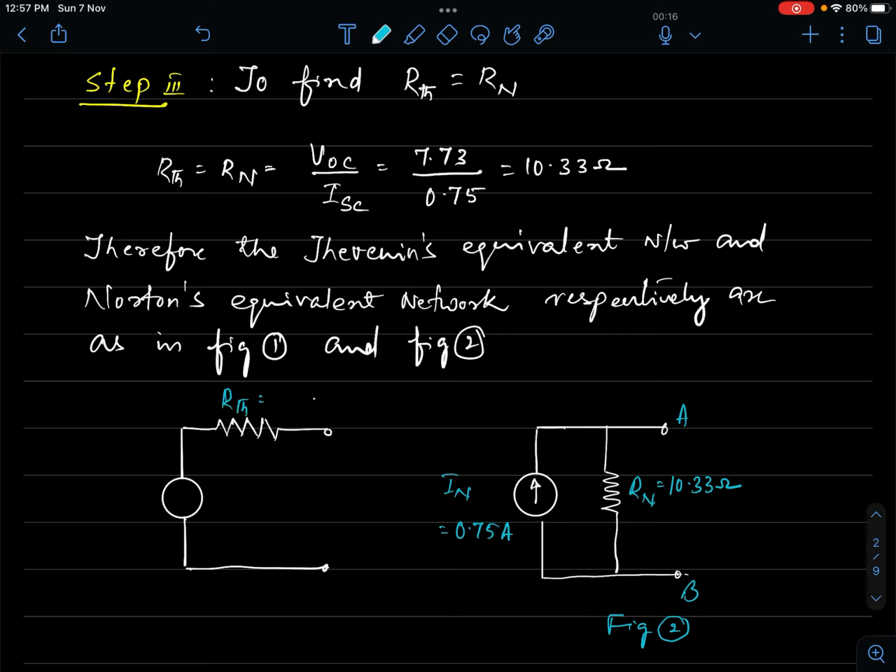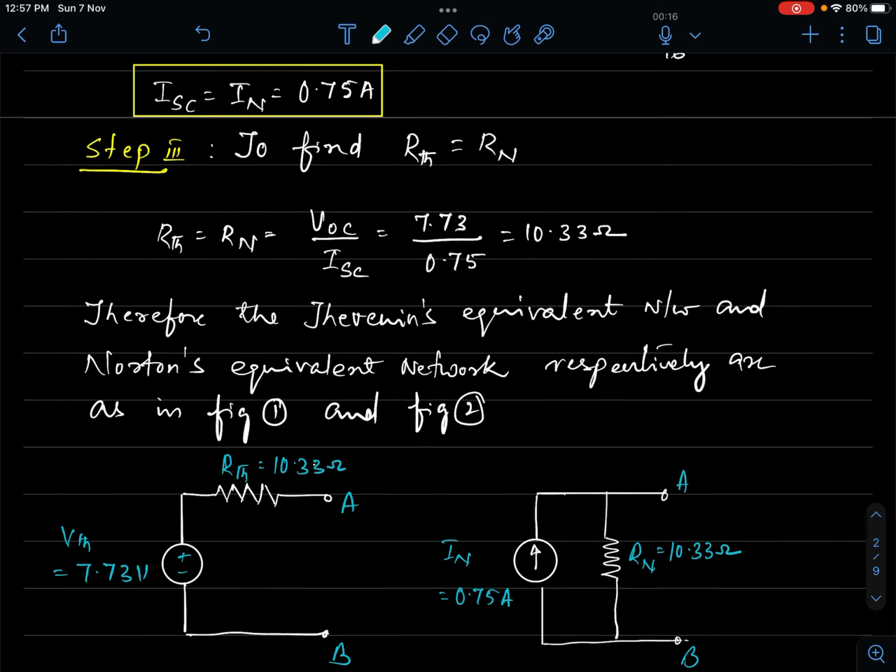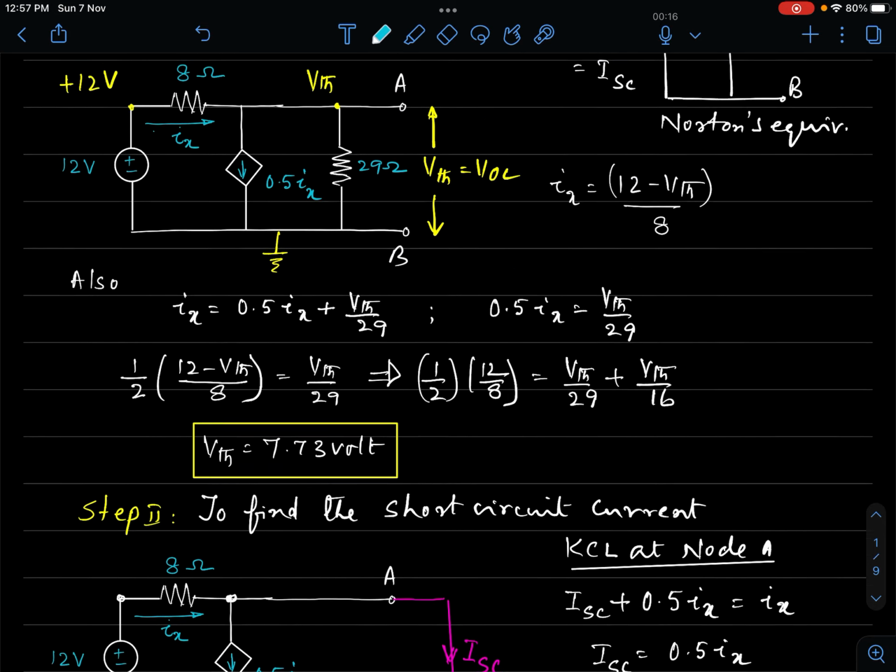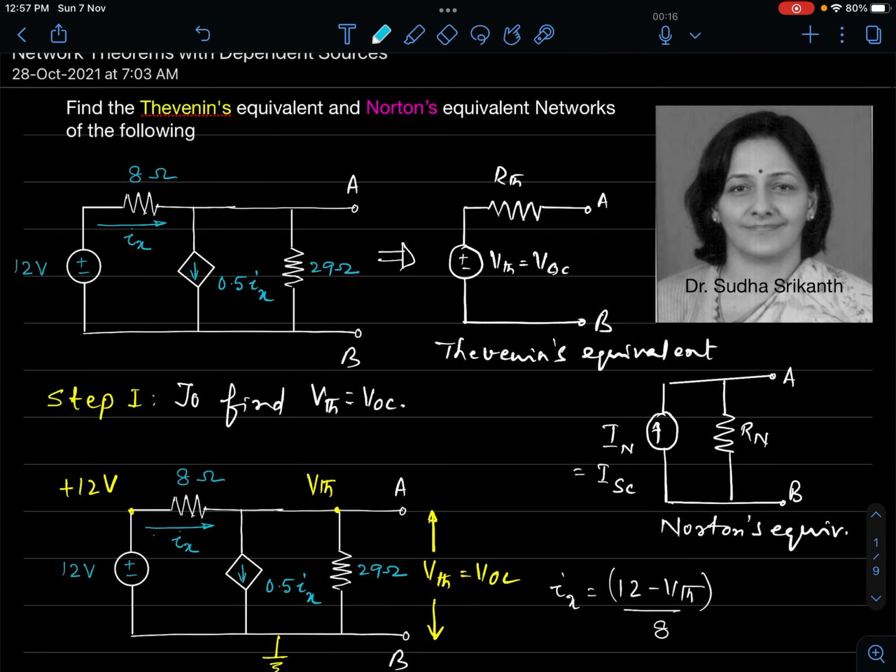Okay, this is my RTH, 10.33 ohms. This is my terminal A, terminal B. This is plus minus. This is VTH. What is the value of VTH? VTH is 7.73 volts. So this is my figure 1. So figure 1 is my Thevenin's equivalent and figure 2 is my Norton's equivalent. All right. Is this explanation clear? This explanation should be all right.